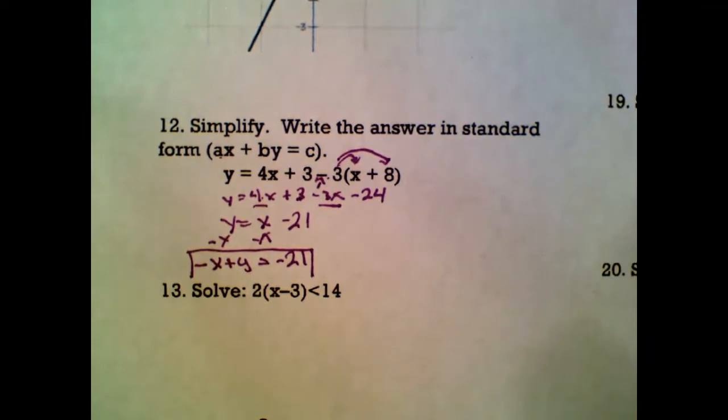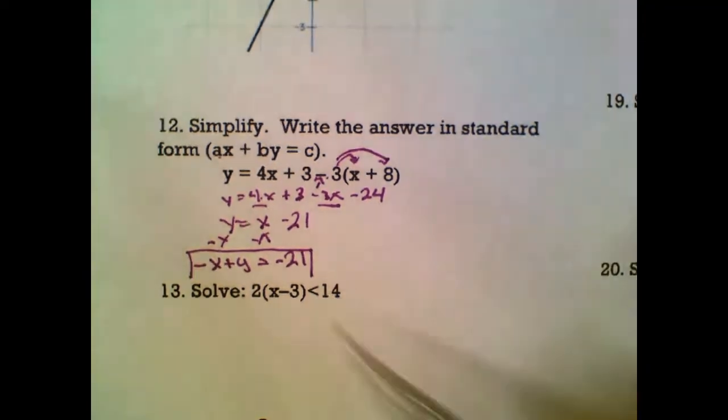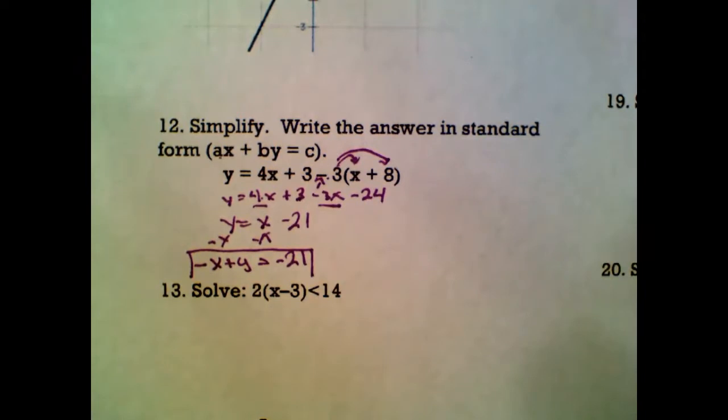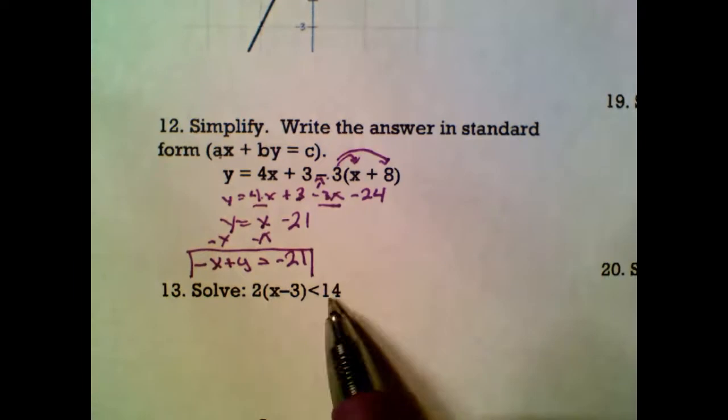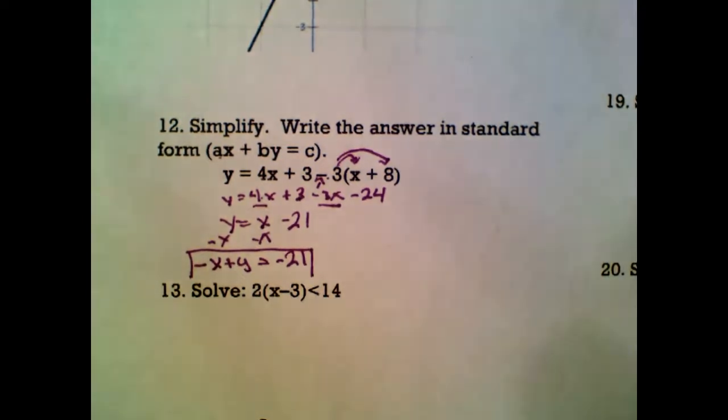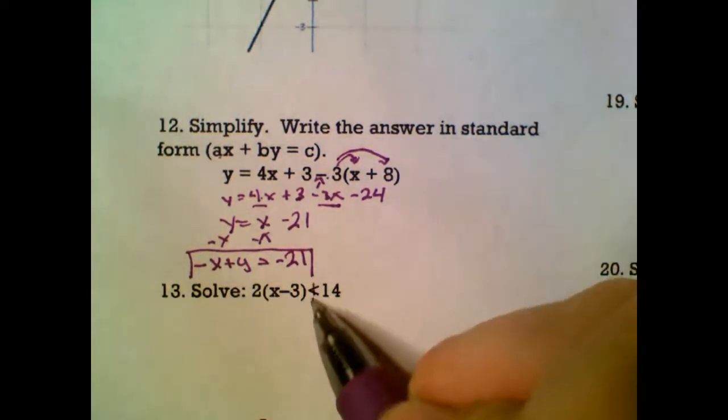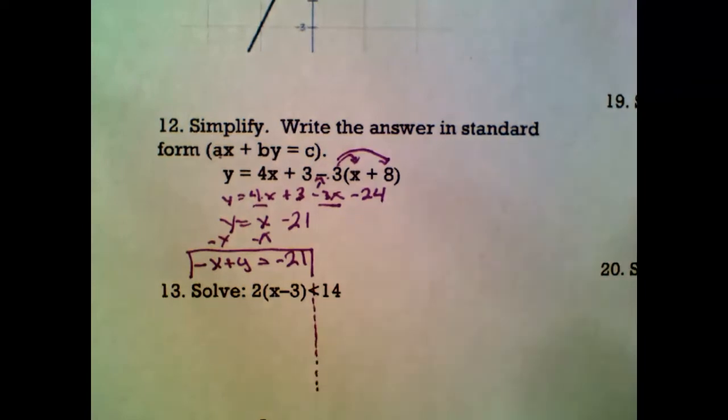Okay, moving on to solving inequalities. Right here we got an inequality, we need to solve it. So it's just like before. There's a couple more things that we have to think about, especially when you divide by a negative or multiply by a negative. Remember, the sign will change. But you just treat it like the railroad track method. Okay? Whatever you do on one side, you do the other.